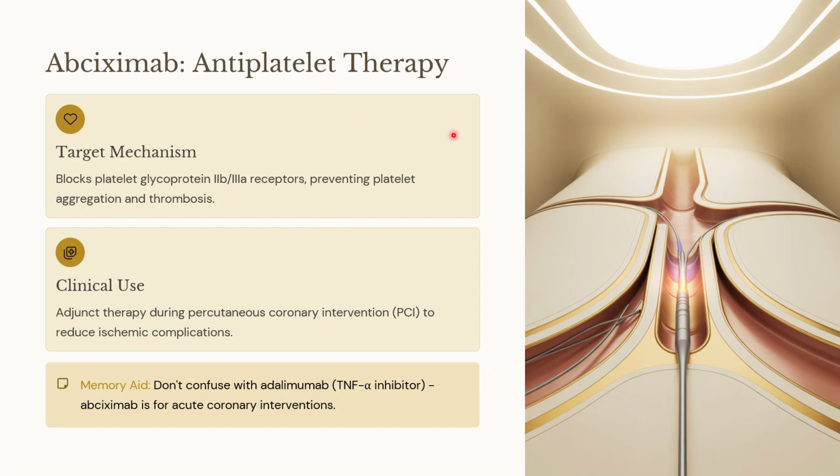Now, in certain places where we do percutaneous coronary intervention, like there is already a thrombosis and we are doing an intervention to clear the thrombosis in the heart. Now, when this percutaneous coronary intervention is done with the foreign body, after that and even during that, we don't want any platelet aggregation to happen around the foreign body. So we treat the patient with abciximab. It is used as an adjunct therapy during percutaneous coronary intervention. I would love you not to confuse abciximab with adalimumab, which is a TNF alpha inhibitor.